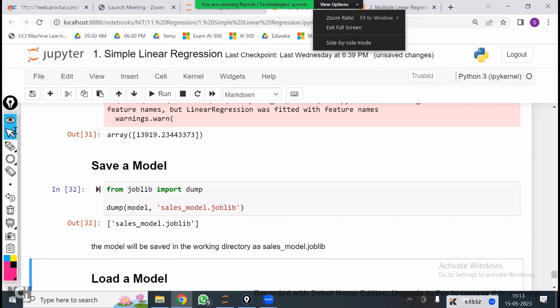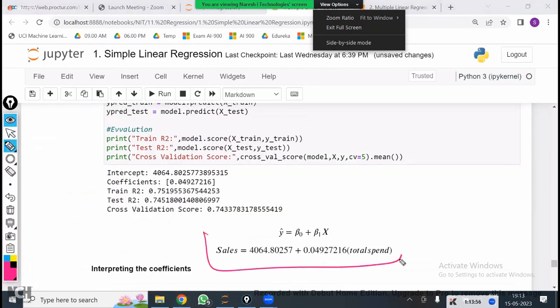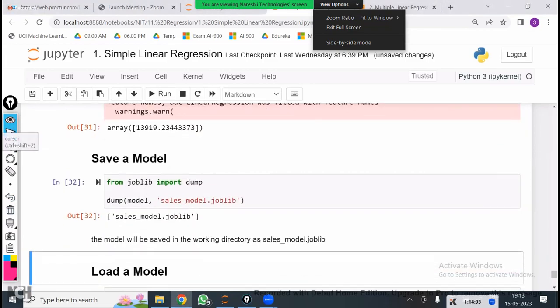Which one will be saved? This equation. Whatever the equation is, this equation will be saved in that. Now, once this equation is saved, everything is completed. With this, the Jupyter Notebook completion is over.